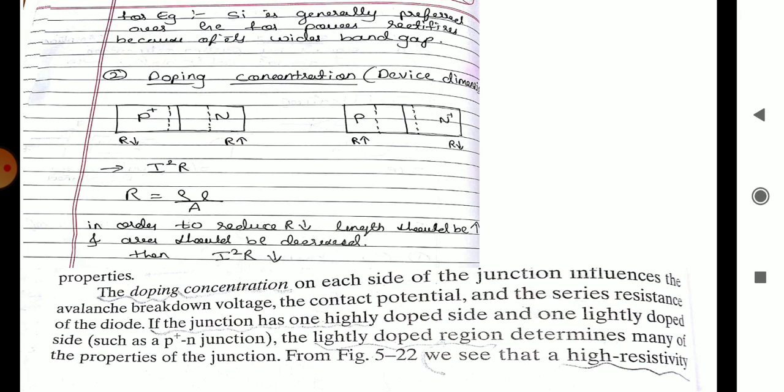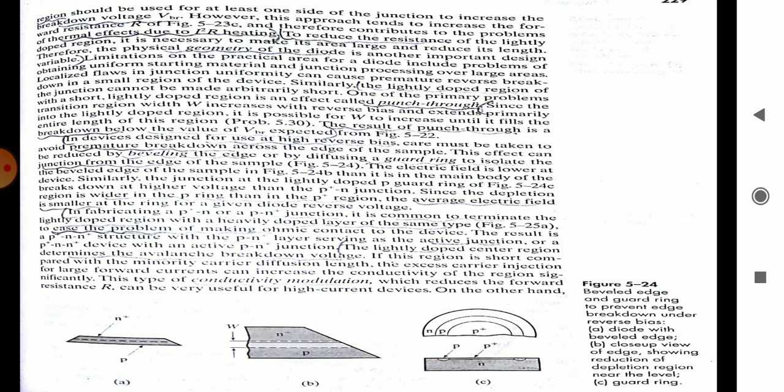Then the second concept is device dimension, which will also play an important role in the rectification process. If one part of a device is lightly doped and another part is heavily doped, the resistance will vary. The region which has more resistance will have I square R losses. In order to avoid those losses, we need to modify the dimension of the particular diode. So this is the theory of the entire thing that is shown over here.